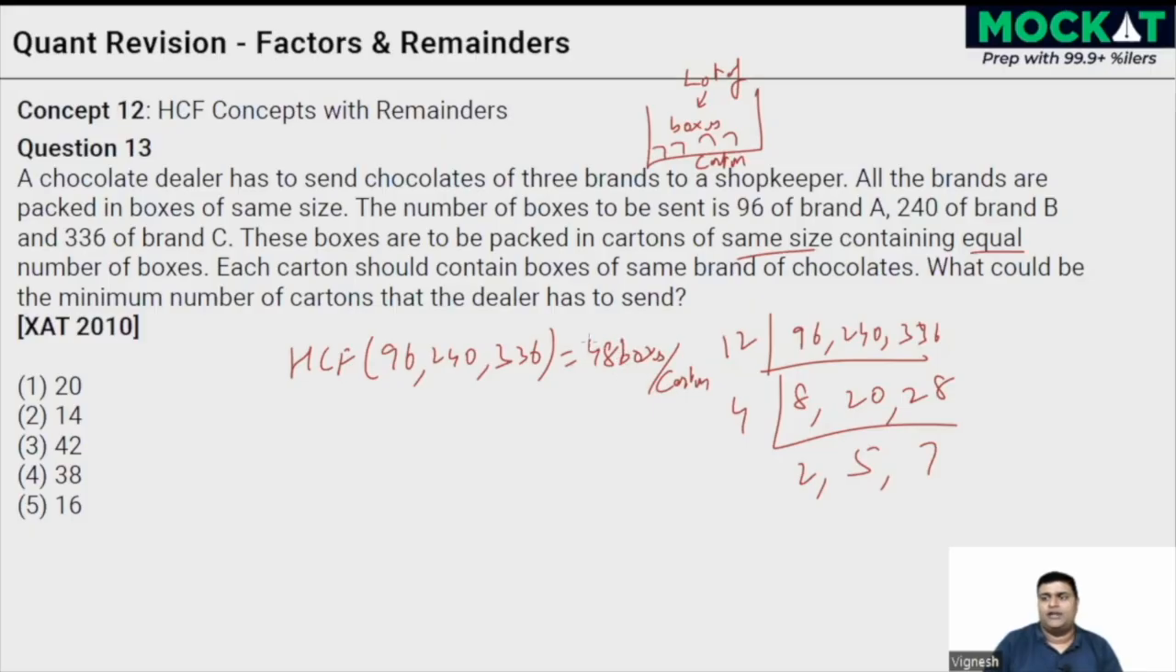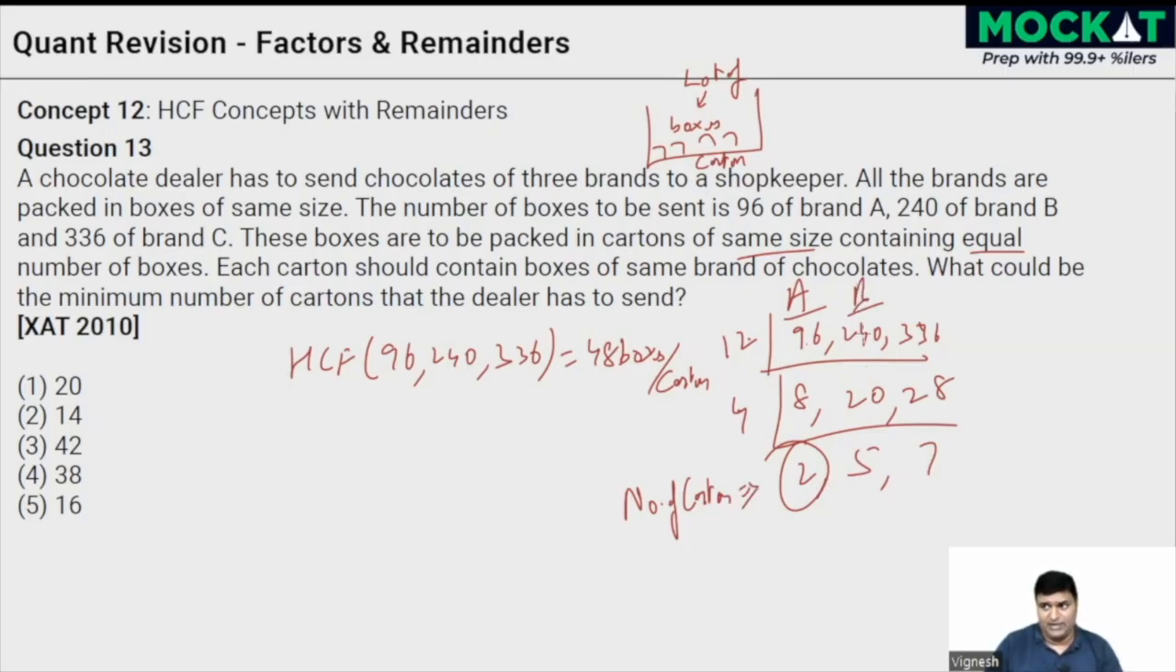If you're using 48 boxes in each carton, that's the maximum number of boxes we can put into a carton. Then how many cartons were used for brand A? From this 96, you divide by 48. That is, you divide by 12 and by 4, and you get 2. That's going to give you the number of cartons. All the way at the bottom, there's nothing but the number of cartons.